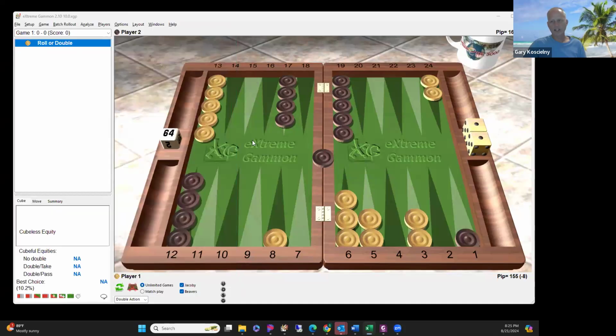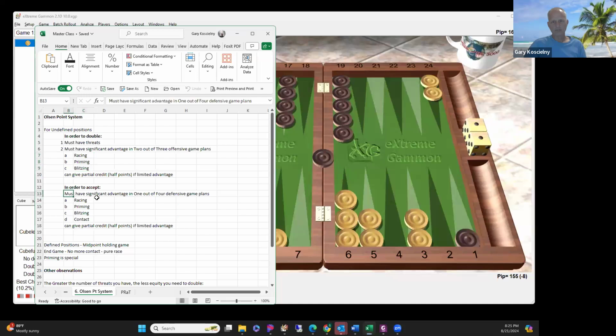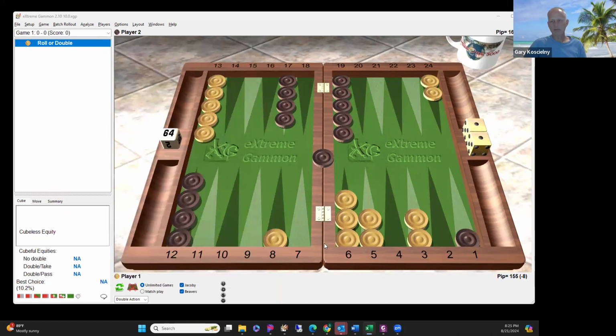For the Olsen system, we came up with, yes, we have threats. We have half for race, half for priming, and 1 for blitzing. So that's also a double. Is it a take under the Olsen system? Let me go back to the takes. You have to have, essentially, 1. You've got to come up with 1 on the system. So if you're black, do you have 1 in terms of race, priming, blitzing, or contact?